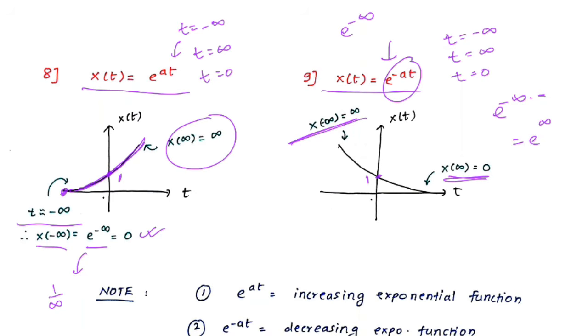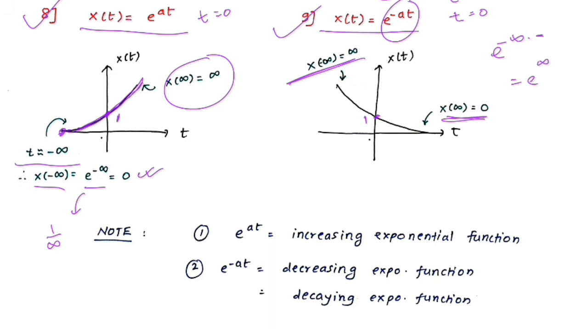So most of the questions are based on the stability part. Whether this function is convergent or divergent, all these concepts will be dealt with, and most of the time the examiner will take these two functions for region of convergence. So I hope you are getting the basic idea that e raised to at is an increasing exponential function, and e raised to minus at is a decreasing exponential function or decaying function.